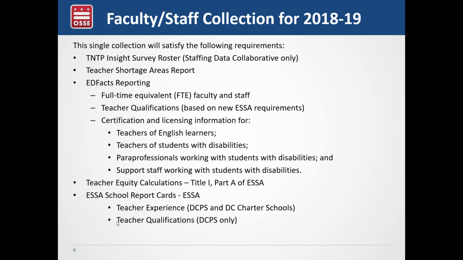And then finally, as you all are probably well aware, the ESSA school report cards, which will come out for the first time in December of this year, we use this faculty staff data to report on teacher experience for all of our LEAs, and those are put into buckets of how many years of experience your teachers have, and that's a percentage. And then also teacher qualifications, which only applies to DCPS. And so we do report on teachers who are certified and teachers who are in field. But again, those are only for DC public schools, DCPS schools only. So we do a lot of federal reporting and meet a lot of federal requirements with this data.